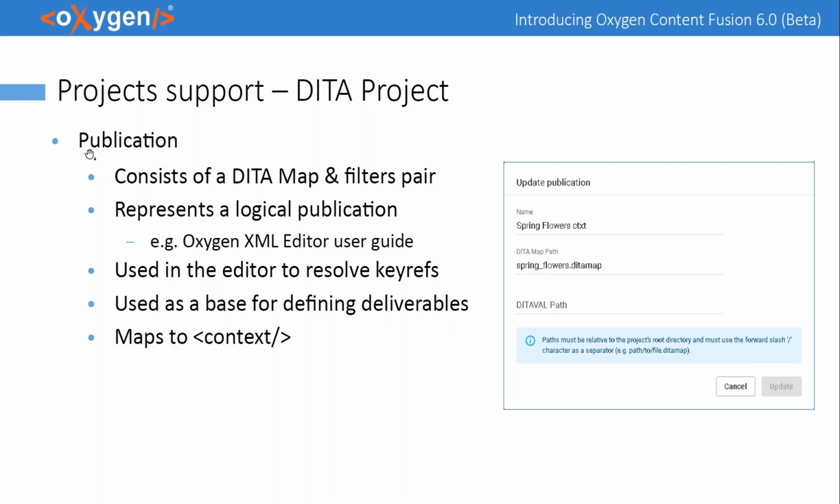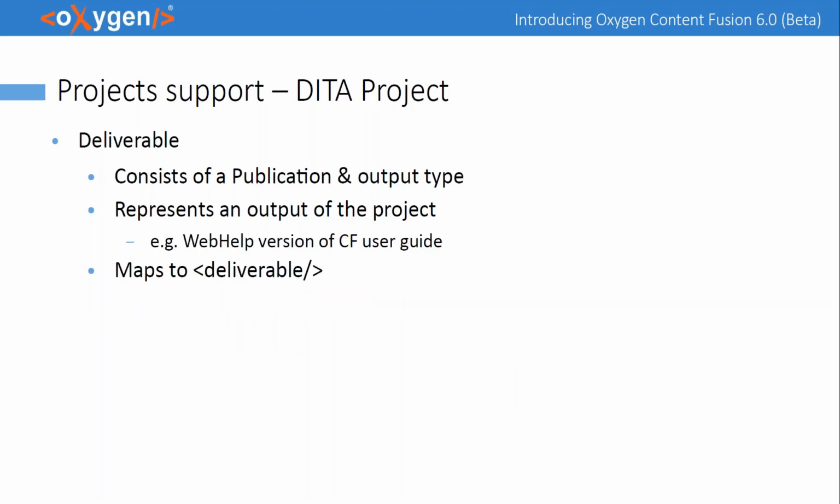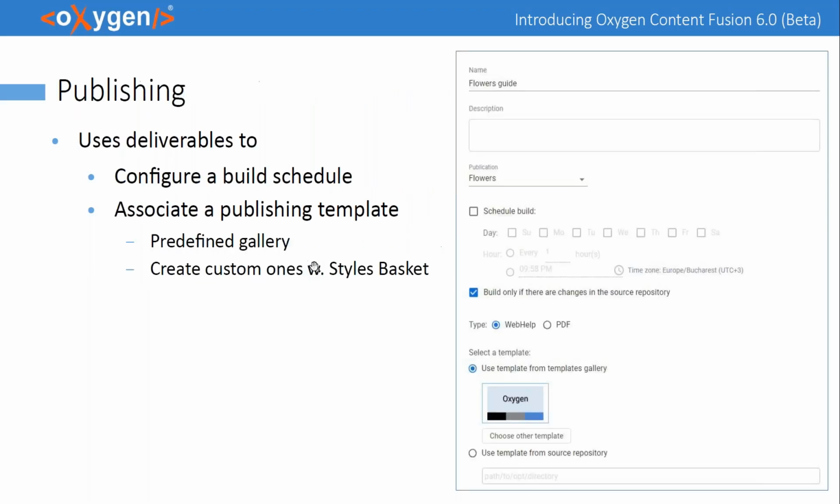Deliverables are based on a publication, and they add an actual publishing format like PDF or web help. And the underlying element in the DITA project file is context. This is a technical detail in case you are familiar with the DITA project structure. The other concept is deliverable. It consists of a publication and an output type, which in this Content Fusion version can be PDF or web help. And this maps to the deliverable element in the DITA project file.